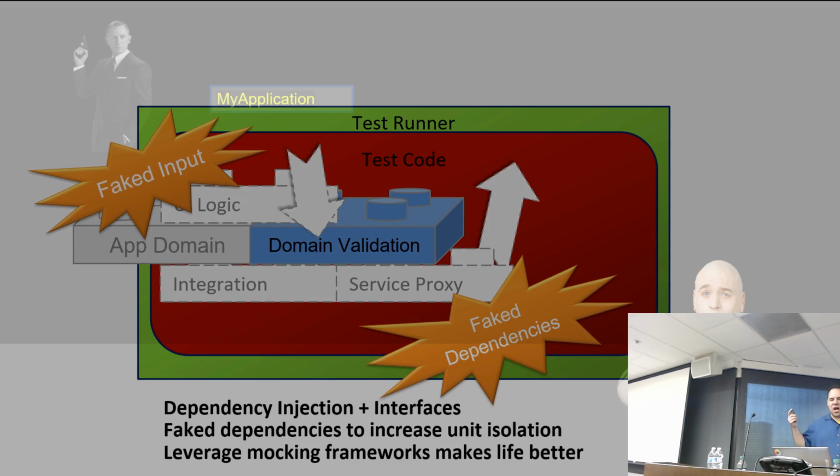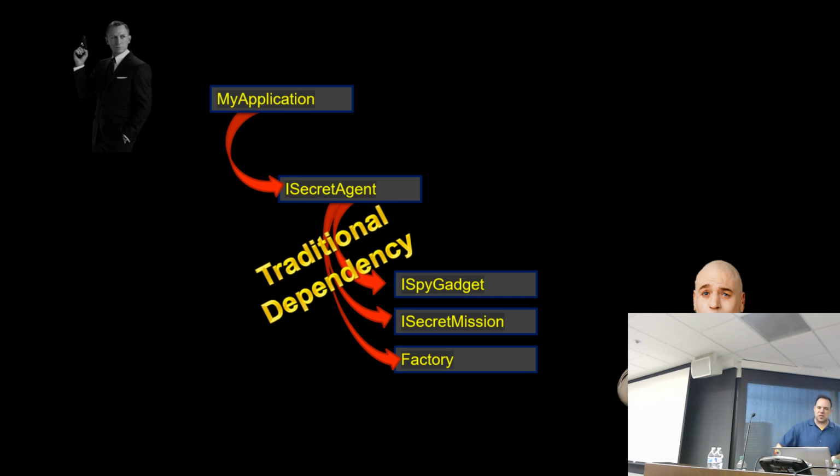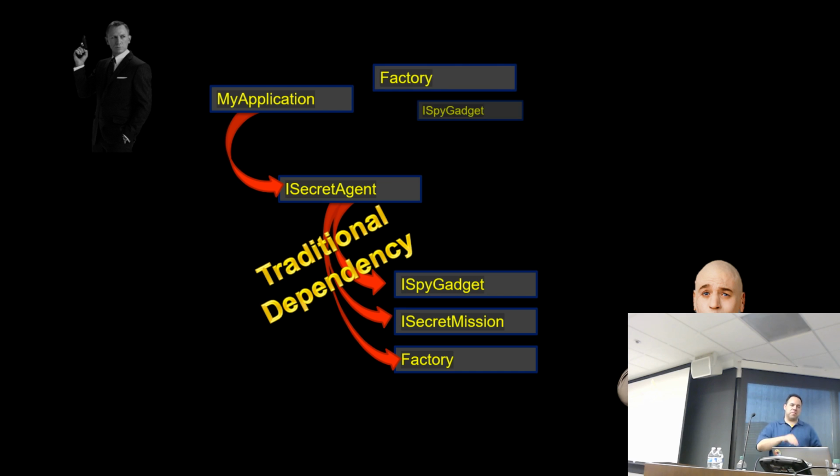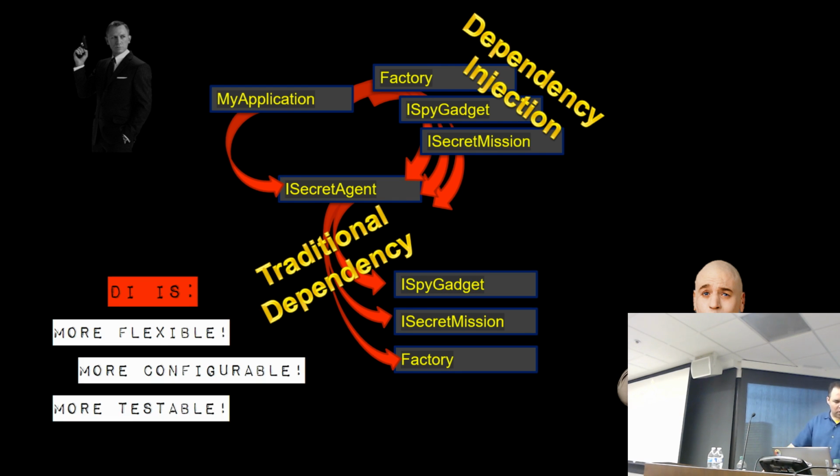So the concept here is that with traditional dependencies, my application actually goes and gets all the things that it needs directly, or rather the thing that I'm using goes and gets them. In the new world, my application is composing those things and then using them where I need to use them. It tends to be more flexible, more configurable, and significantly more testable.